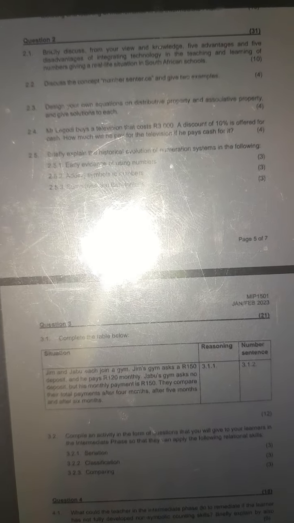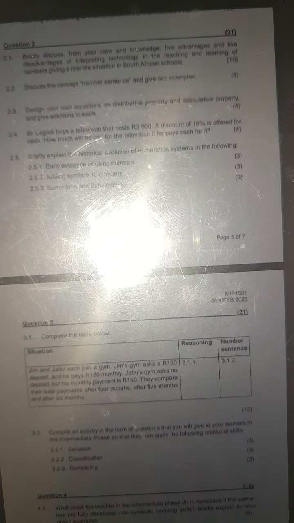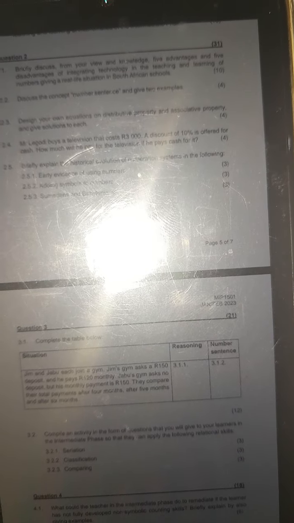Both of them, guys, differ in their gyms, because at Jim's gym they ask a 150 deposit, whereas for Jabu there was no deposit, but his monthly payment is 150. They compare their total payments after 4 months, after 5 months, and after 6 months. That is 12 marks, so we need to show our reasoning as well as the number sentence.